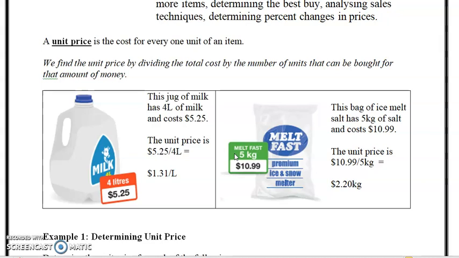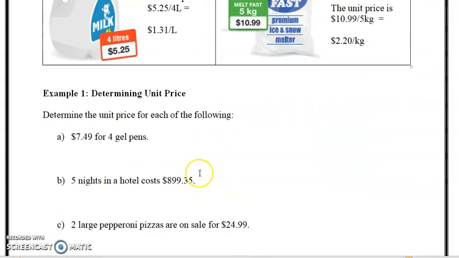As you can see in the second example, this bag of ice melt salt has 5 kilograms of salt and costs $10.99. What is the unit price? Well, you would take the total cost, $10.99, divided by 5 kilograms, for a total cost of $2.20 per kilogram. Now remember, when you're rounding money, it is automatically rounded to 2 places after the decimal, the hundredths place. Let's take a look at some of the examples we're going to do here today.